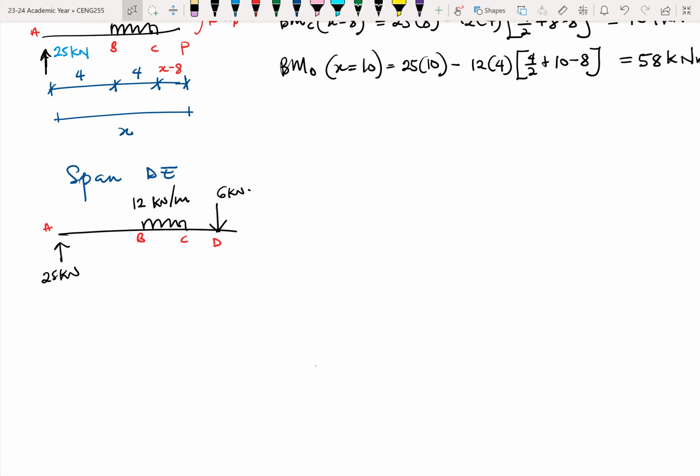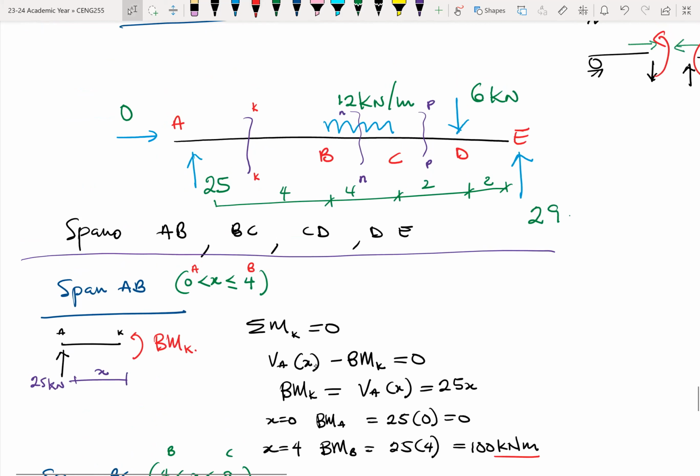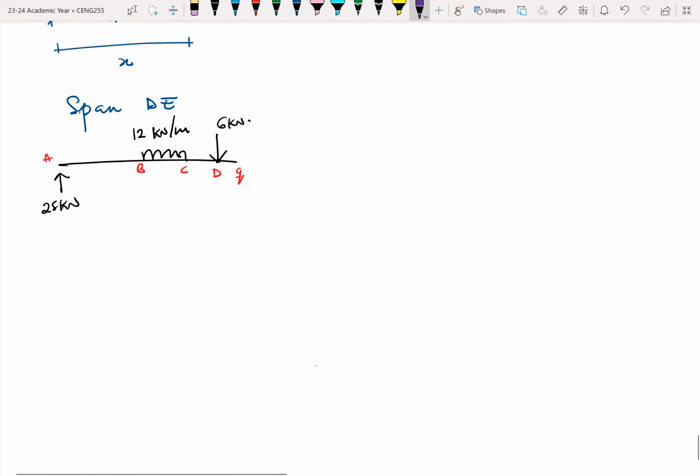Let me call this one Q. Okay. So back to the structure here. I'm cutting a section somewhere here. Okay. So this is Q, Q. So I can either use the right-hand side, which would be easier than the left-hand side, but because we are just progressing from the left, I'll just go with that approach. Okay. So here I need to find the moment here, BMQ.